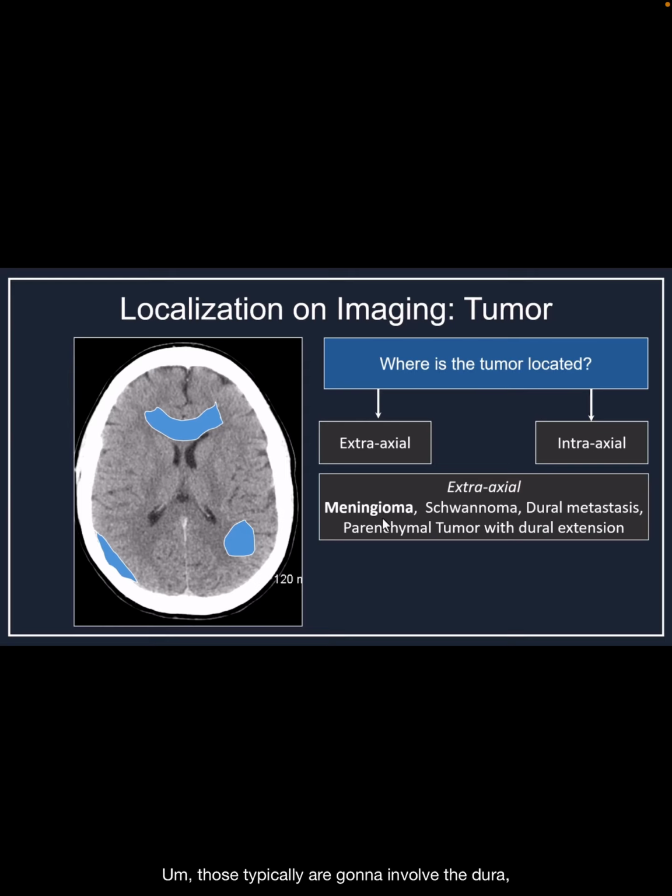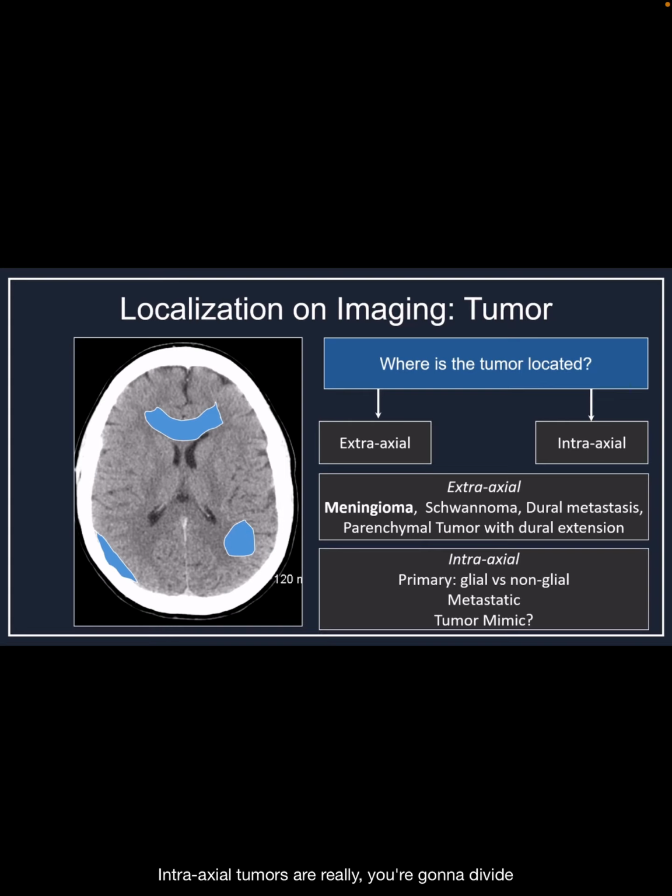Those typically are going to involve the dura, and ultimately these lesions can be really anywhere involving the dura. If you have tumors that are extraaxial, that are centered around cranial nerves or the internal auditory canal or within the posterior fossa, you might want to consider schwannoma, maybe higher on that differential. Dural-based metastasis, parenchymal tumors with dural extension can also occur, but they're just a lot less common, I should say.